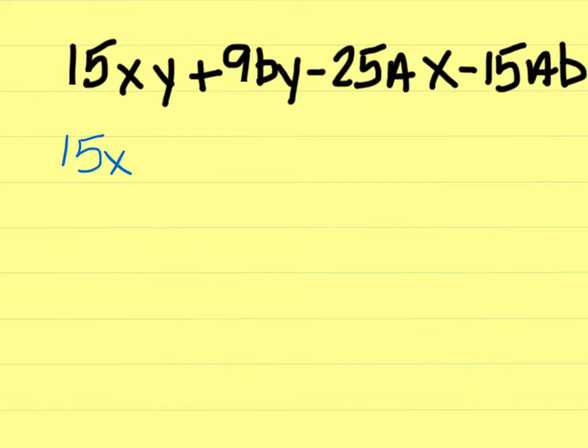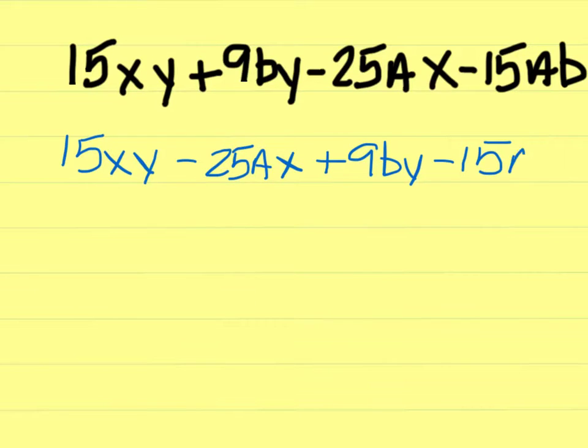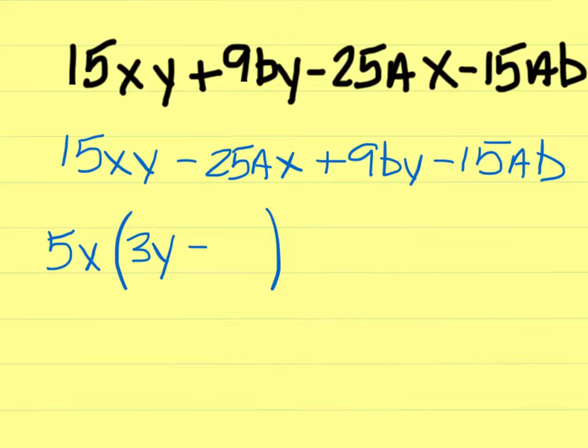What if we did 15xy minus 25ax and then plus 9by minus 15ab? If we did that and tried these first two, you can take a 5 out of each and an x. You could take a 5x out, and then if you go back to the divide, you'll have 3y and then minus 5a. Now for the other one, you end up with a plus sign here, so you don't have to change signs.